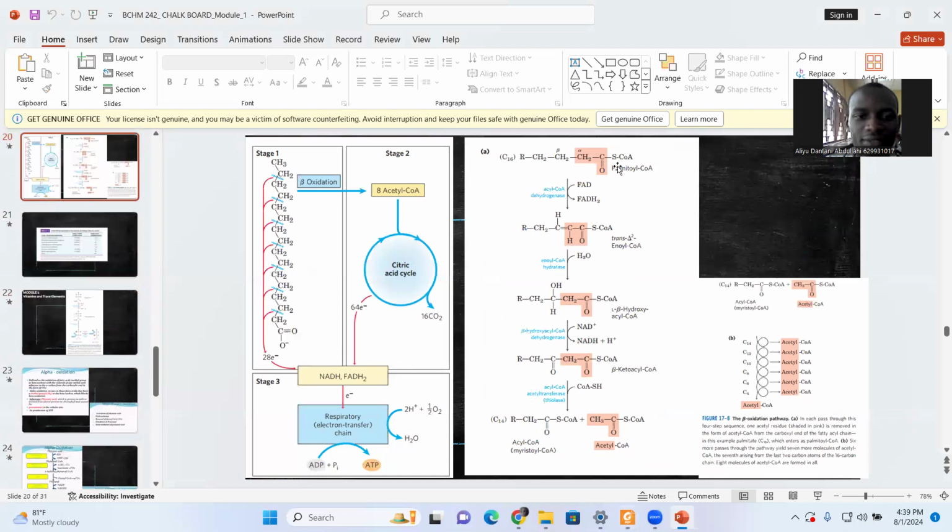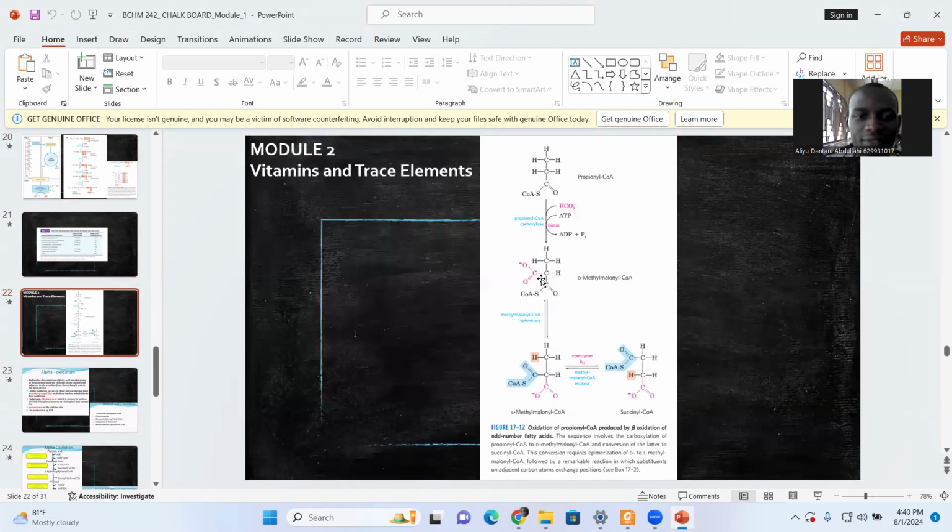We treated a fatty acid containing an even number of carbons, 16 carbons. Beta oxidation cleaves 2 carbons at a time: 1, 2, 1, 2, 1, 2. So by the time you reach 16, you still have 2 carbon atoms because it's even. But if it's odd, by the end you have 3 carbons, not 2, and those 3 carbon atoms become what we call propionyl-CoA. Instead of acetyl-CoA, now you have propionyl-CoA.